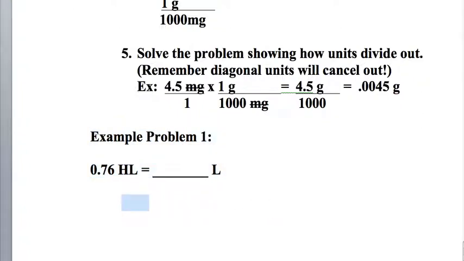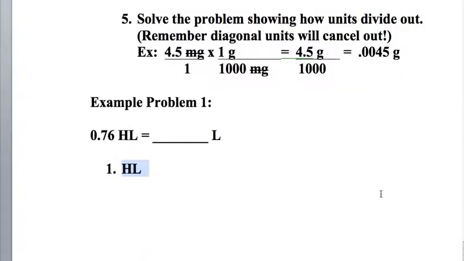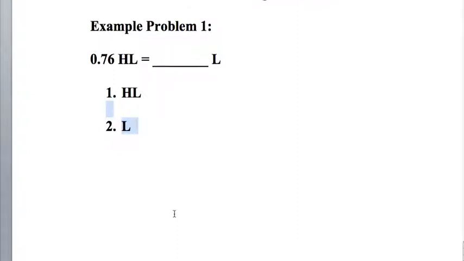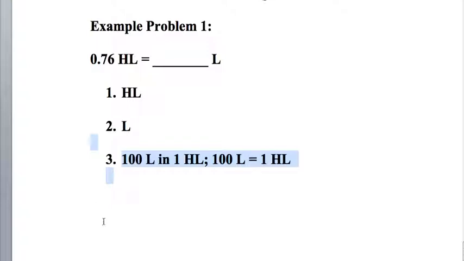So step number 1, we have to figure out what we're starting with. We are starting with hectoliters. Step number 2, we have to figure out where we want to go, and hopefully you can see that that is liters. That's what we're looking for. Step number 3, we have to figure out the relationship between hectoliters and liters. And if you're familiar with your metrics, you should hopefully know that there are 100 liters in 1 hectoliter, or 100 liters equals 1 hectoliter.